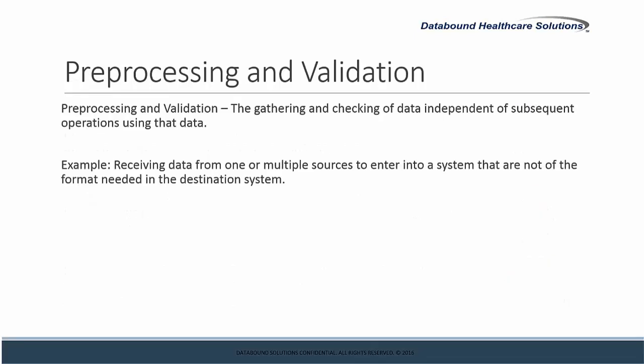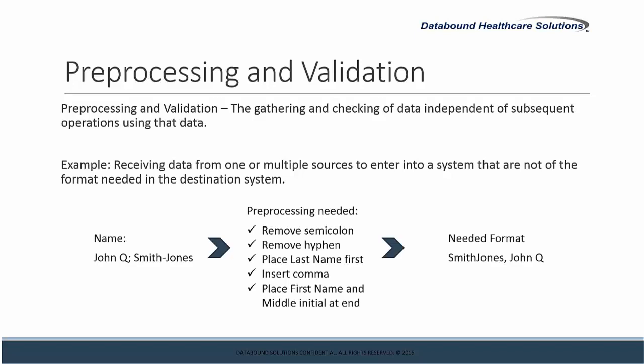So let's take a look at pre-processing and validation. I said that this was the gathering and checking of data independent of subsequent operations using that data. An example is receiving data from one or multiple sources to enter into a system that are not of the format needed in the destination system. Here on the left-hand side of our process, we have John Q; Smith-Jones. In our case, on the right-hand side, we need to take out that hyphen and just have our last name, comma, first name and middle initial if it's there.